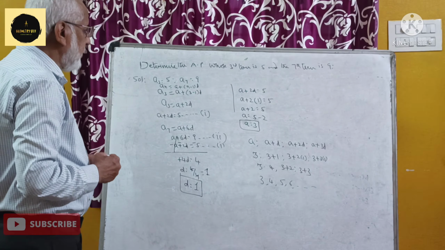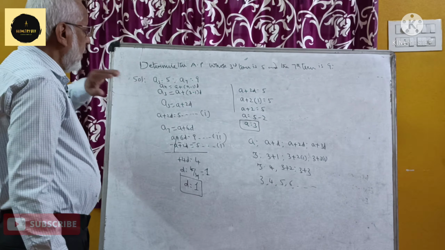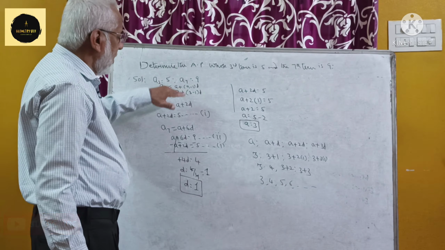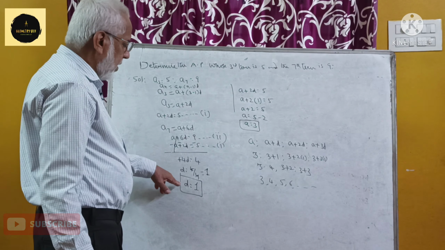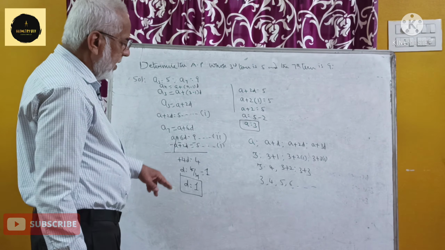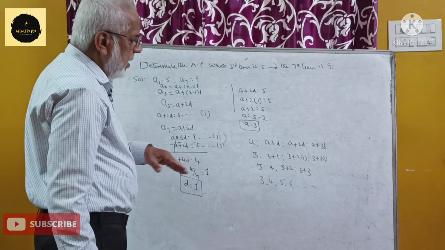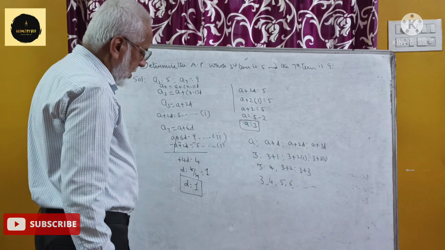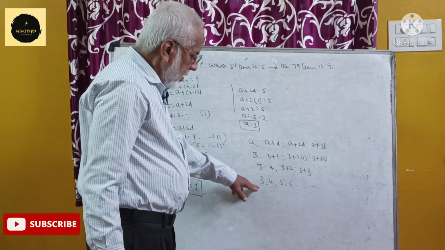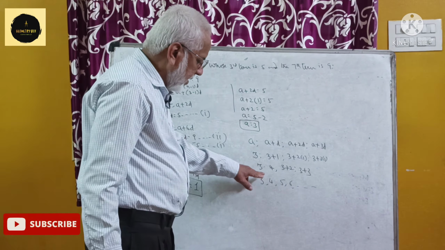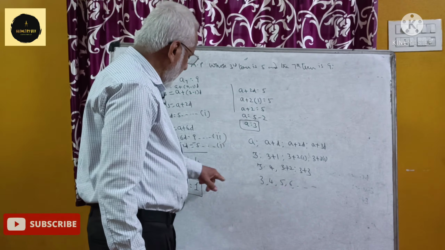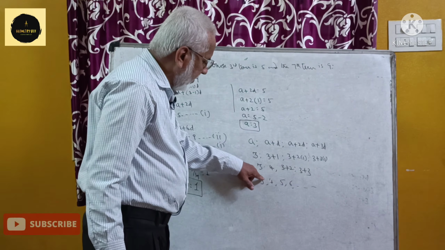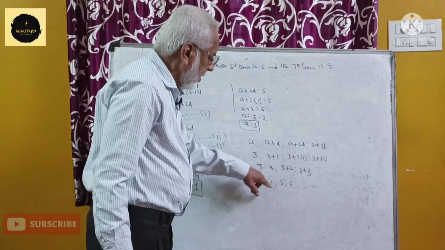This is how we find the values: when A3 is equal to 5 and A7 is 9, the value of a is equal to 3 and the value of d is equal to 1. Afterwards you have to write a, a plus d, a plus 2d and so on. So when we write the AP, it is 3, 4, 5, 6. In this, 3 is nothing but the first term, and the common difference is 1. Subtract 3 from 4, 1. Subtract 4 from 5, 1. Subtract 5 from 6, 1. So this is how we solve it.